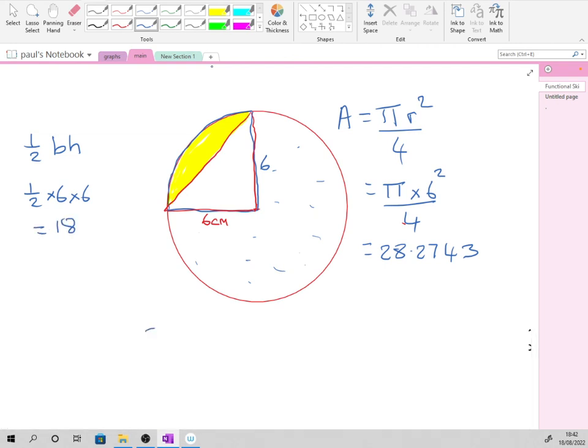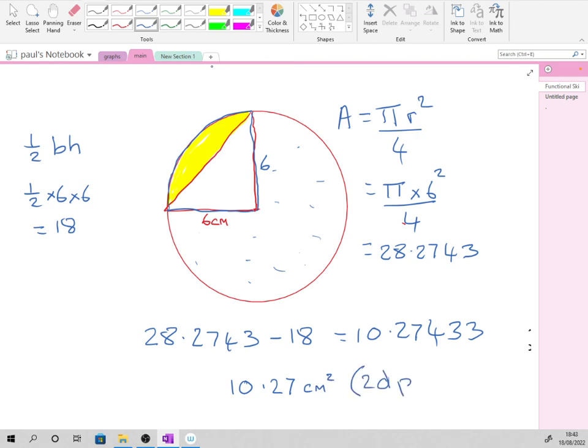So if we take our 28.2743 and take away 18, we get 10.2743. Lots of threes, yeah? And let's round that to 10.27 centimeters squared to 2 decimal places. Okay, so that's that one there.